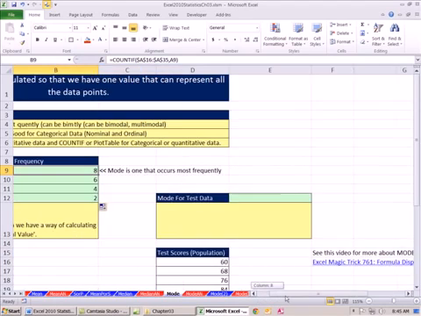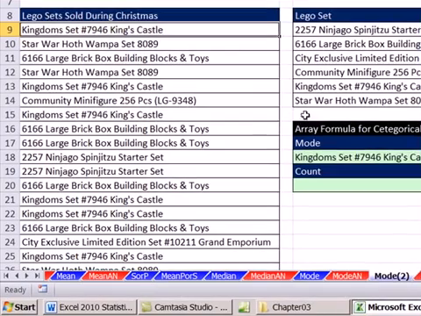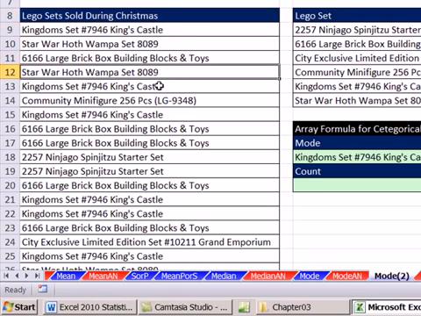Now let's go over here, and I want to click on the sheet Mode 2. Now, here we have a data set. It says Legos set sold during Christmas. Each time a toy is listed, it means we sold it, right? So we can see here we sold 2 of these 6166 large brick box building blocks, right? So we have this huge list, and all we want to do is count and find the mode. Which one did we sell the most of? Which of all of these toys, right, which was the most popular? Which did people like the most?